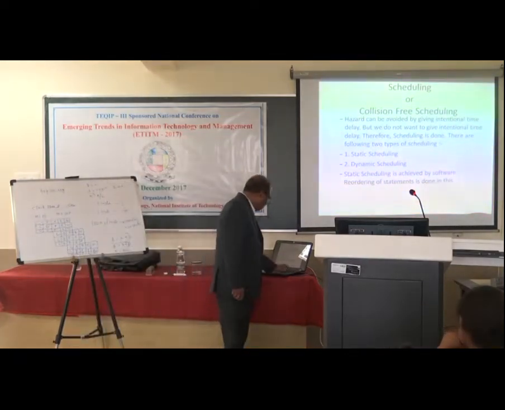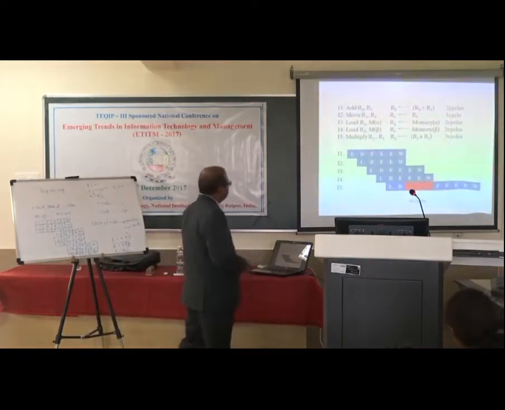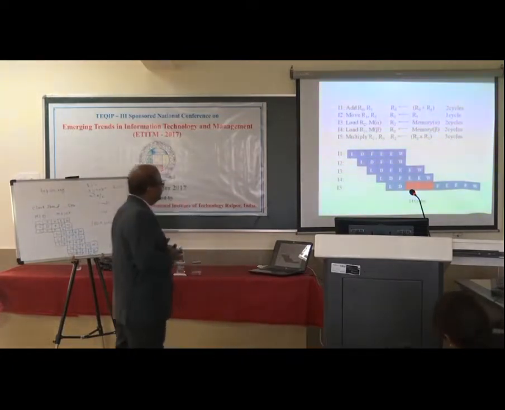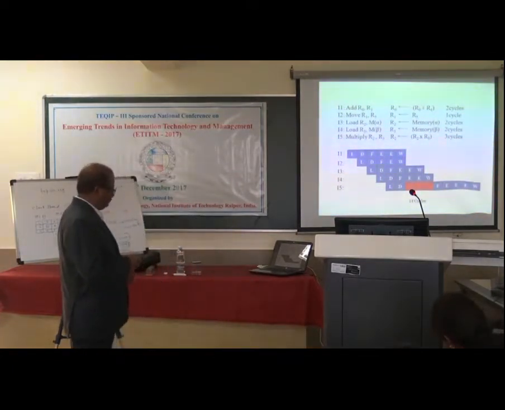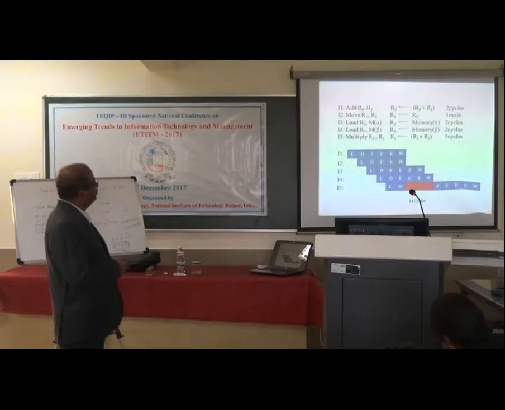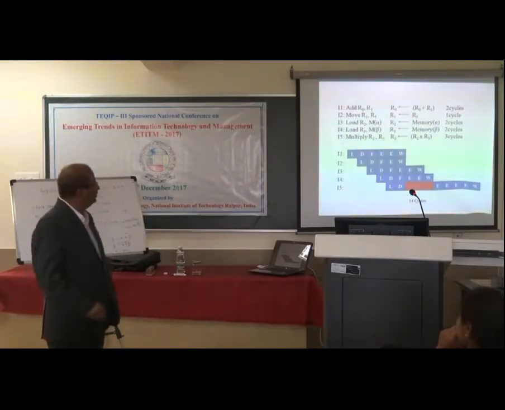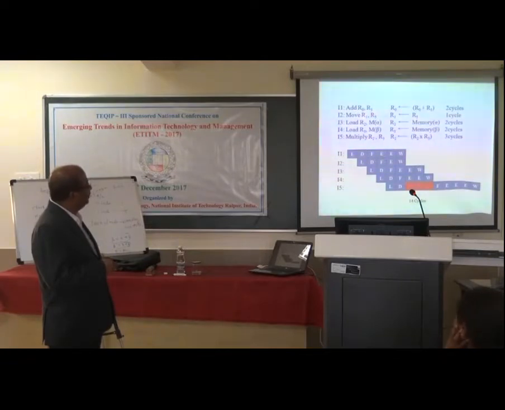And this is done by the compiler. So now let us take one more example. Suppose there is one instruction which is performing R0 plus R1 stored in R0, and it is taking 2 cycles, suppose. Second instruction, R1, R5: the value of R5 is moved into R1.